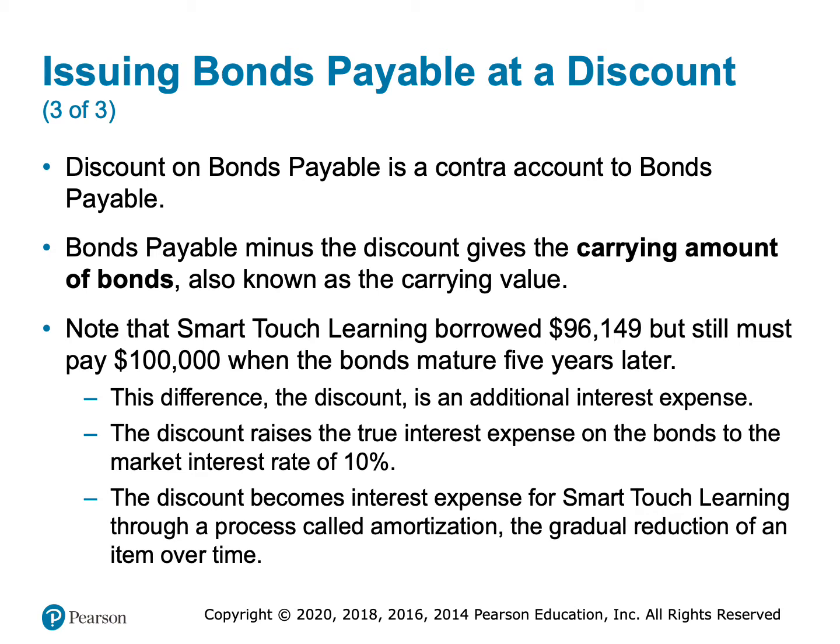Okay, so that $3,851, that amount that I had to give up in order to borrow the money, that discount, will actually be a form of interest expense. But interest expense, remember, is the cost of borrowing. Any cost that I incur to borrow the money is interest expense. So in order to borrow this money, it's going to cost me the $45,000 of interest payments, plus it's going to cost me the $3,851 that I have to give up in order to get this money.